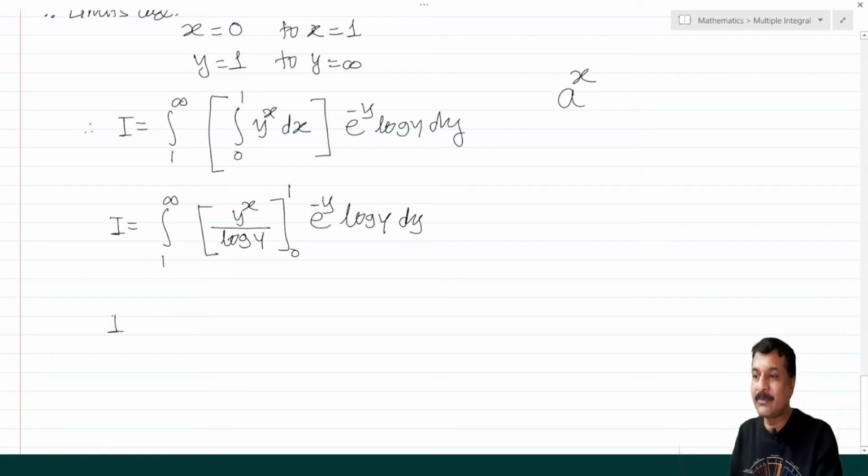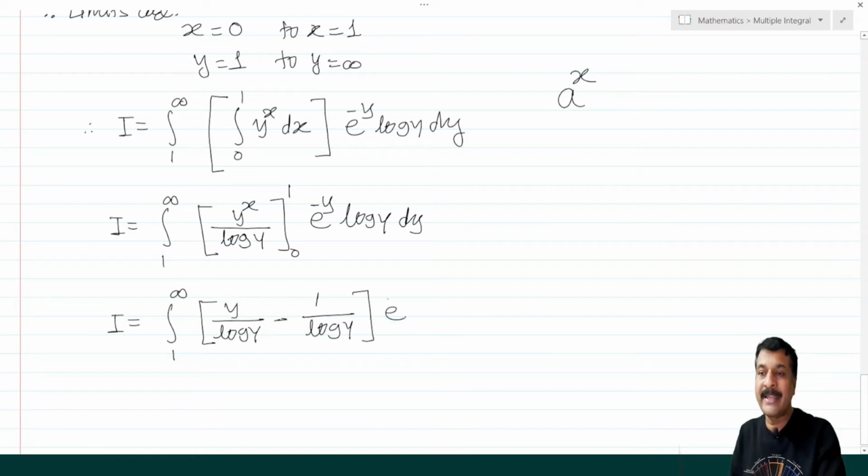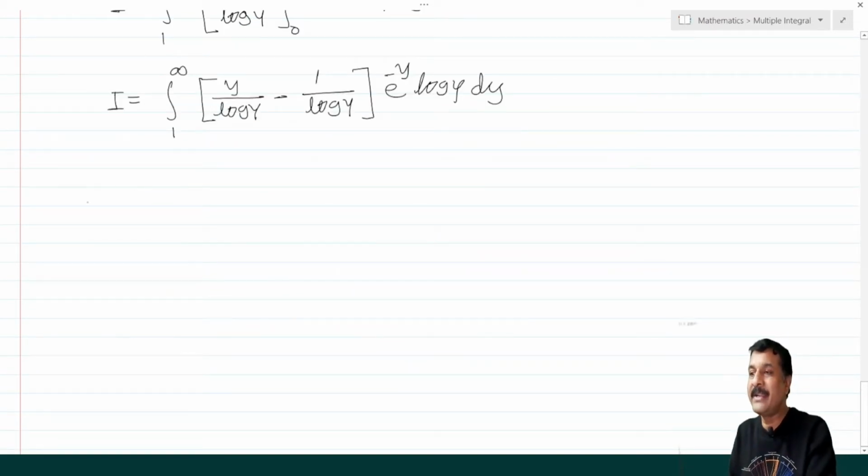What is the upper limit? 1. Integration 1 to infinity. Here the upper limit is 1, so y raised to 1: x replaced by the upper limit minus x replaced by the lower limit. So I am getting y upon log y minus, the lower limit is 0, y raised to 0 is 1, upon log y. Remaining as it is. So simplify it.